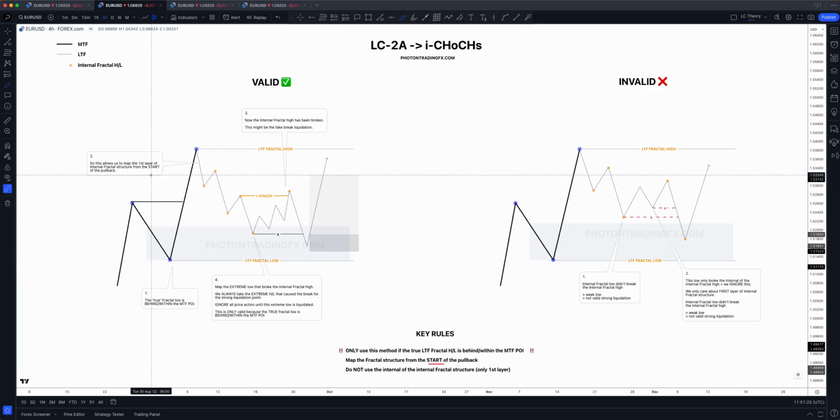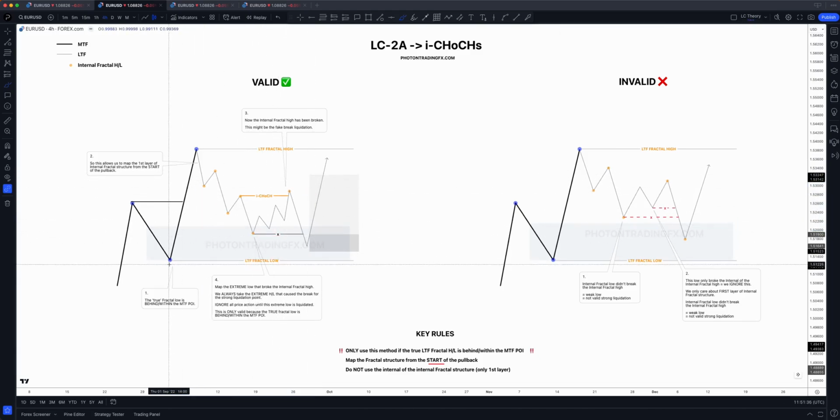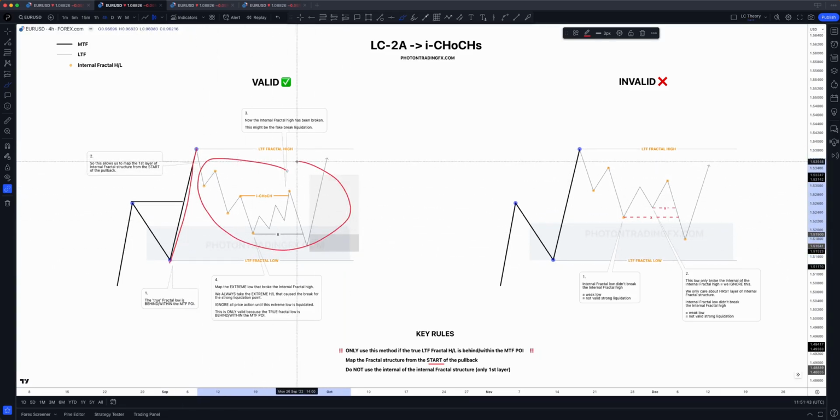You only now look at the internal fractal structure only in this scenario where the true low is behind or within the POI. Okay? Because what I'm seeing people are now doing is they're using the internal structure when that isn't the case. Okay, so we only do it when we get a really impulsive leg down here and the true low and high are basically on this leg, and this is your internal fractal structure.